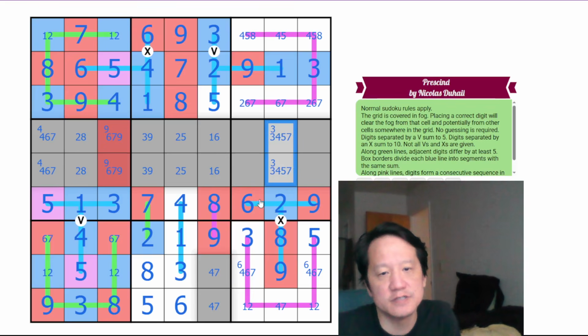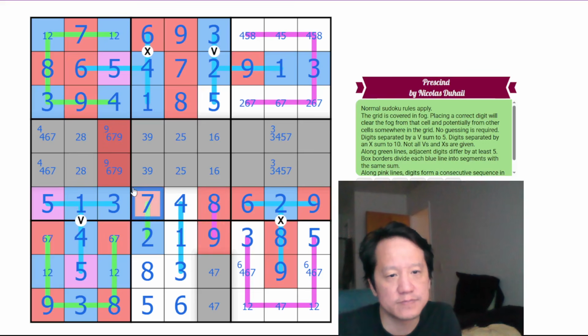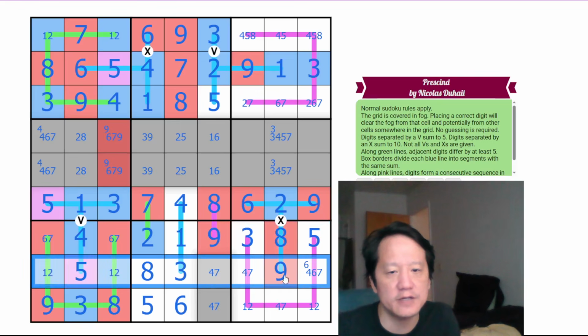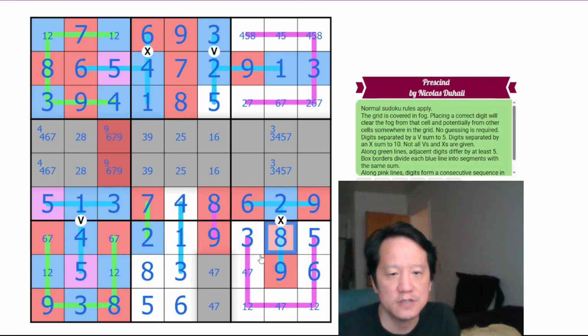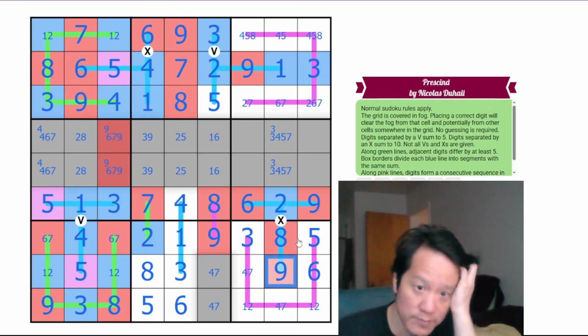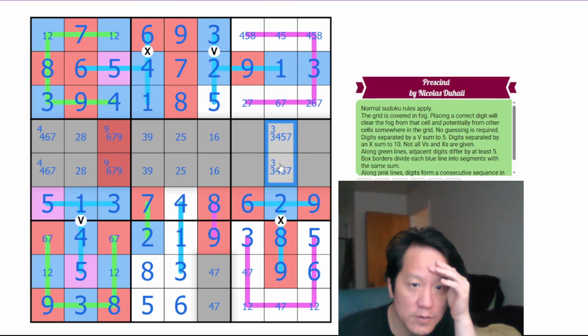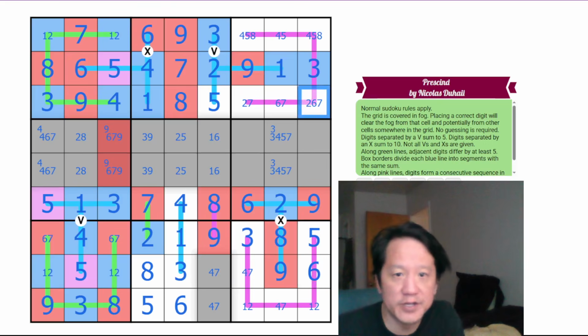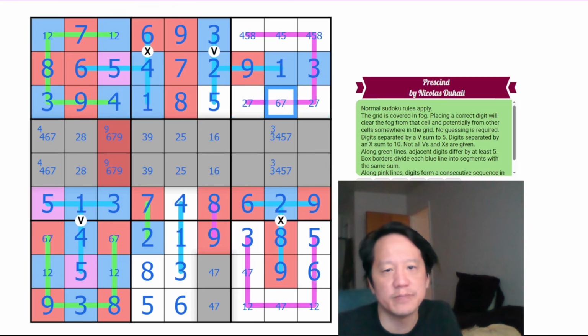This cannot have a 6 because of the 6 in the box. 6 eliminates 6 here. 6 eliminates 6 here. So where is the 6 in row 8? It must be here. So this is 6. This is a 4, 7 pair. 6 eliminates 6 here. So where is the 6 in row 3? It must be here. So that's 6.